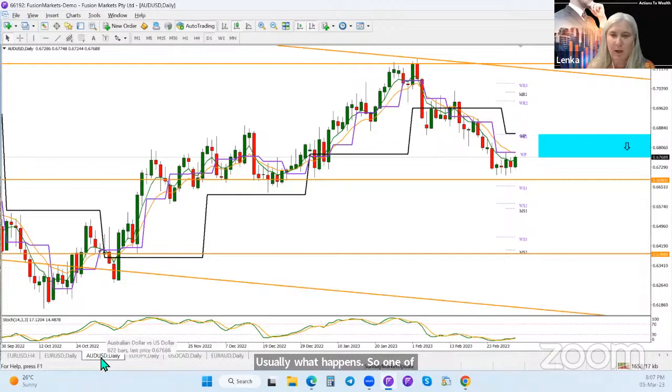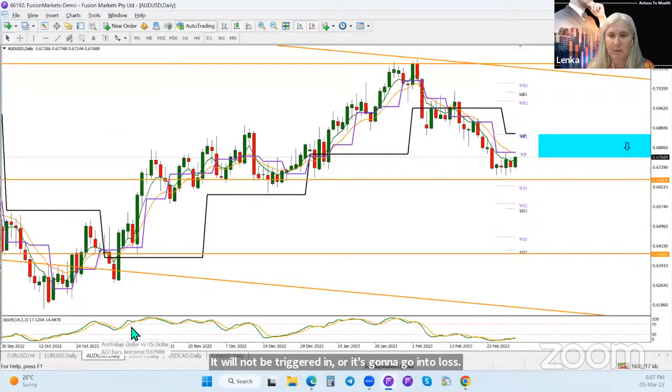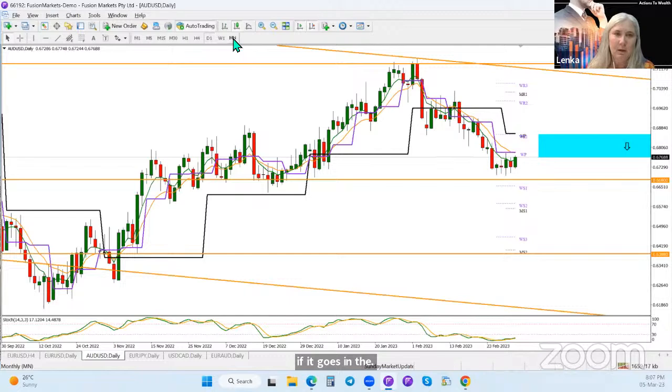So one of them will work out and one of them will not. Either it will not be triggered in, or it's going to go into loss. And the other one should, in that case, be a profit if you take those trades in both the same direction. So why is that? Why am I looking at this?